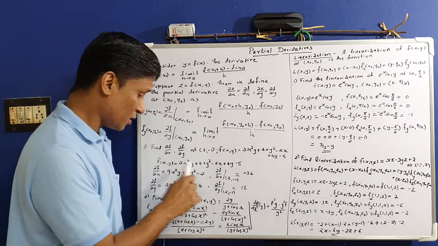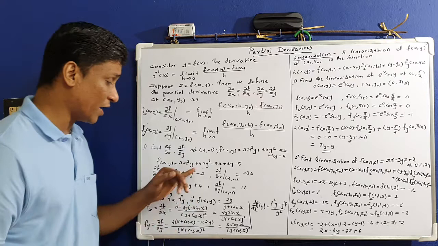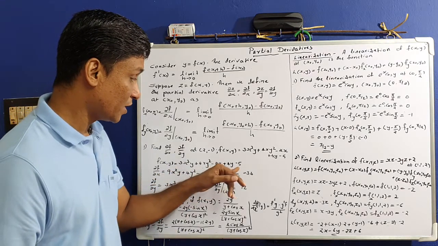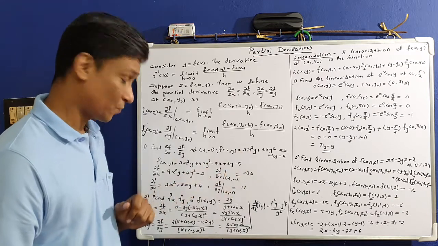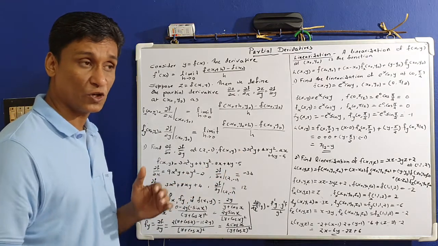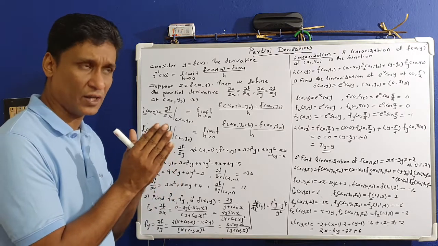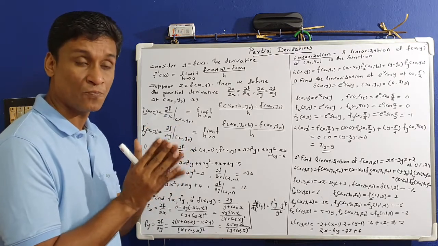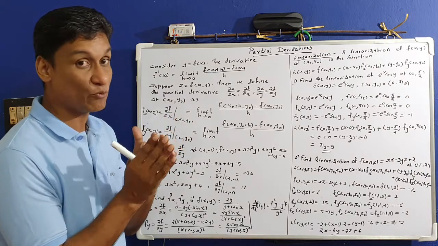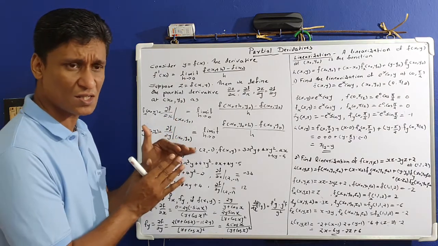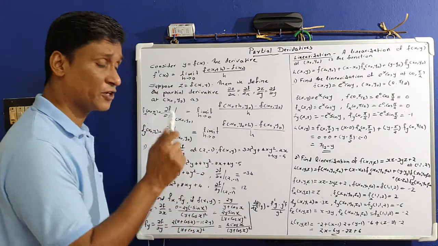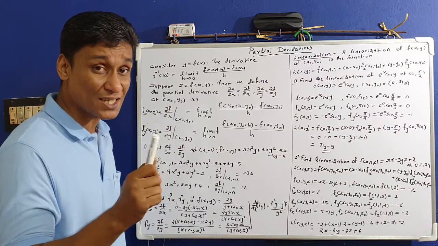Now f(x,y) = 3x³y + 4xy² - 2x + 4y - 5, the same function. Now ∂f/∂x. What do you mean by ∂f/∂x? Once we are going to find ∂f/∂x, we take x as the variable and keep y as a constant. This is a simple problem, and this is a simple result also. Now ∂f/∂x, we are differentiating f with respect to x alone.